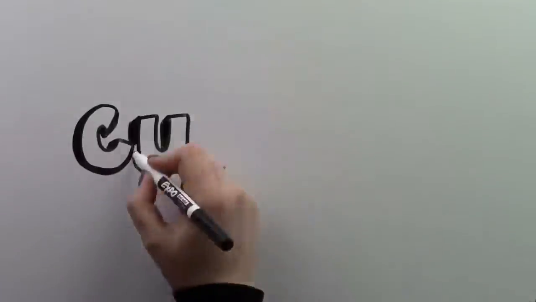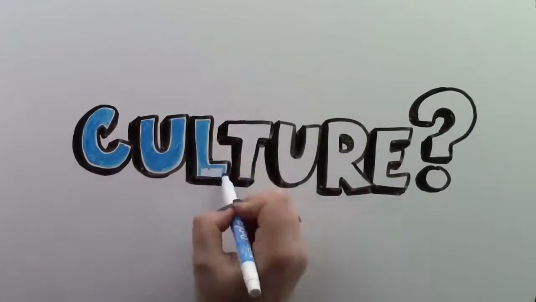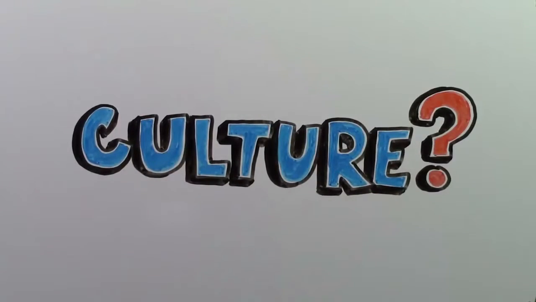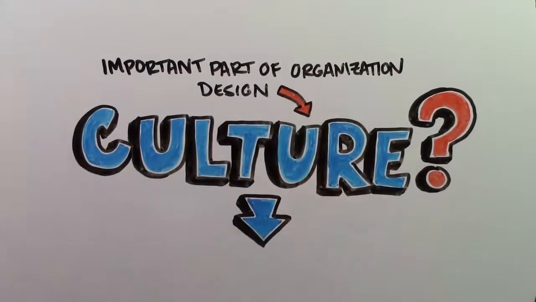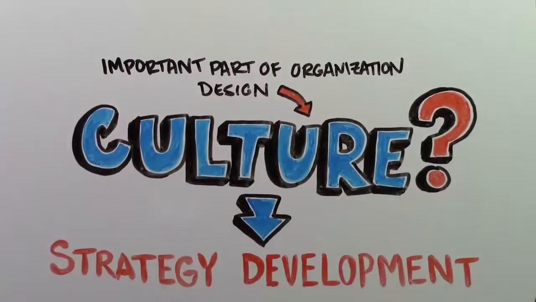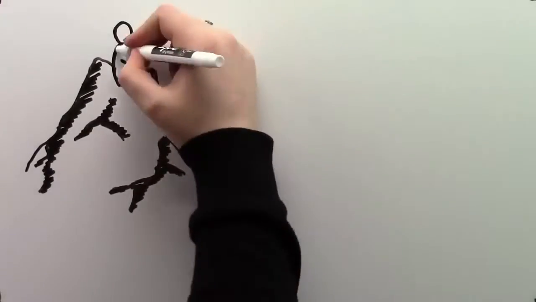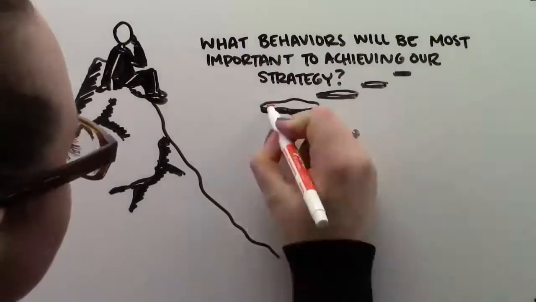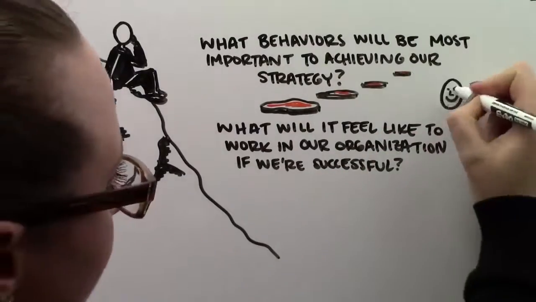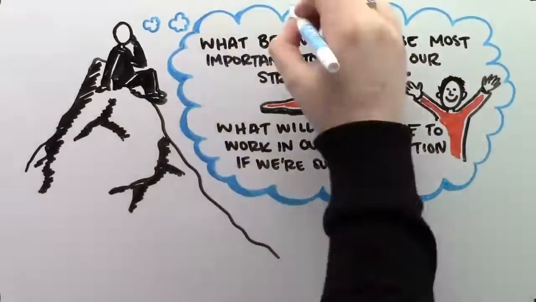We are often asked, why isn't culture a part of the STAR model for organization design? Culture is an important part of organization design. It should be considered as part of strategy development. We suggest leaders identify what behaviors will be most important in achieving our strategy. What will it feel like to work in our organization if we are successful? However, you can't design culture directly.